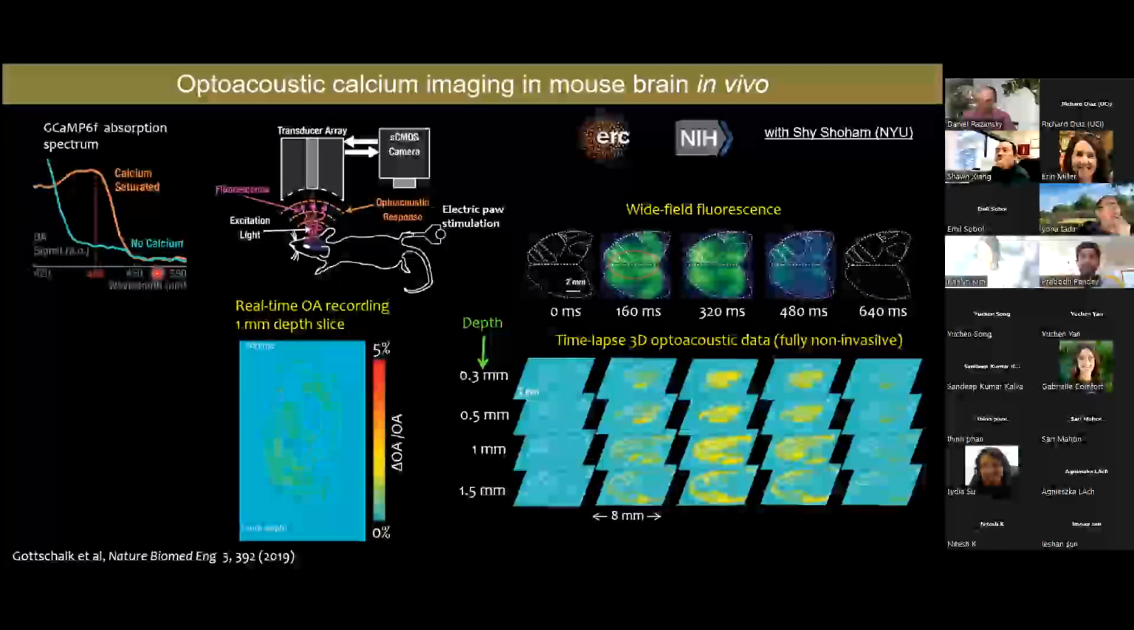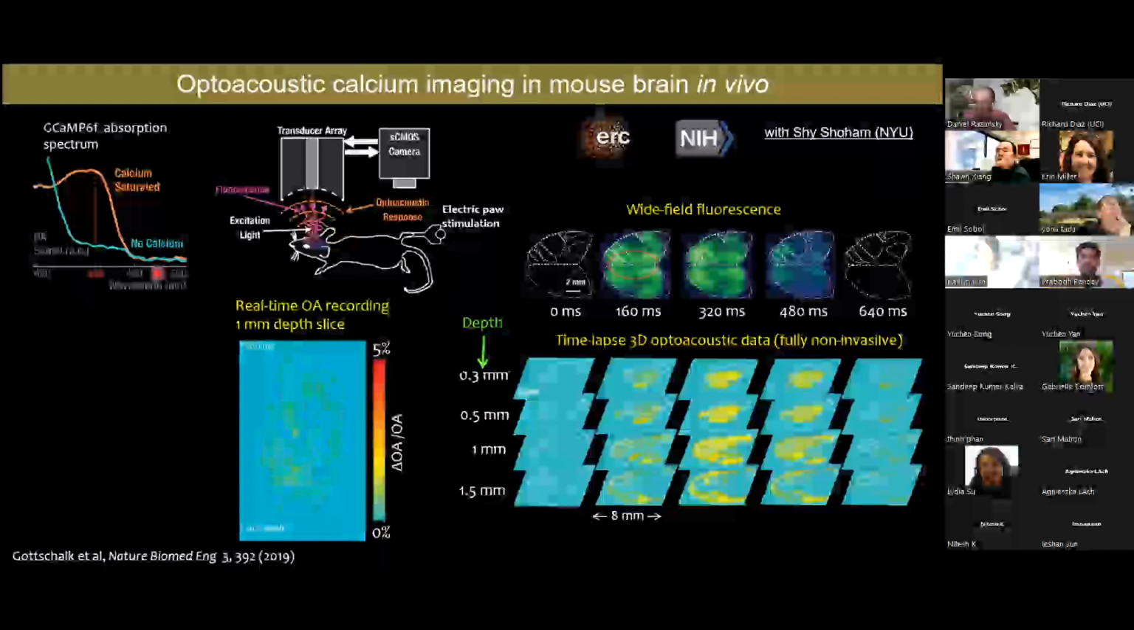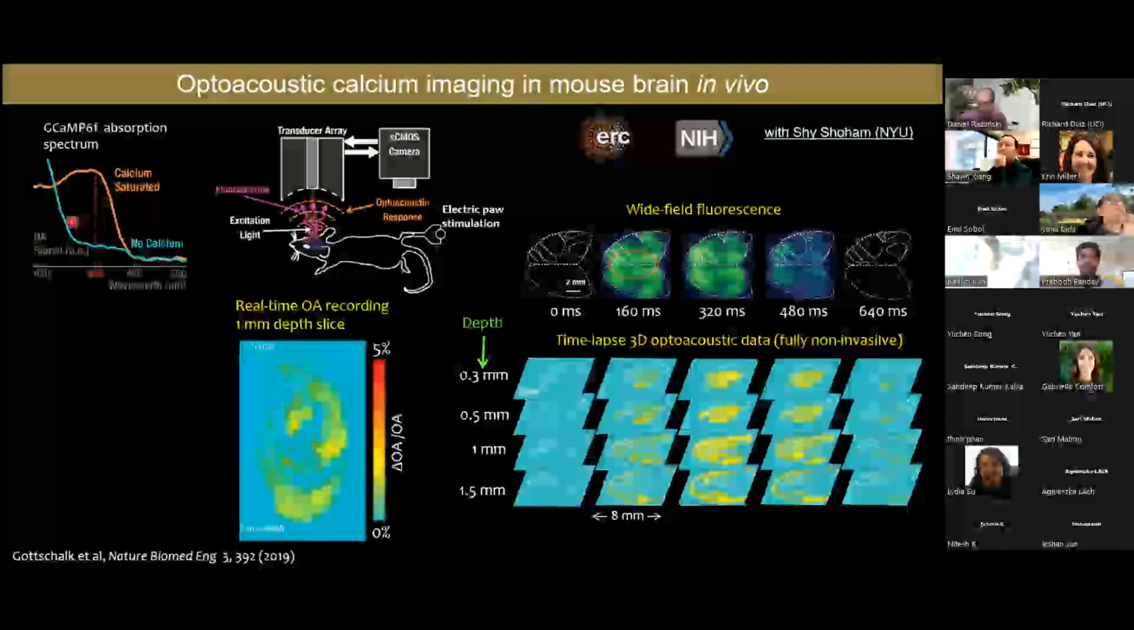So far, I've shown you that optoacoustics can be used efficiently for imaging brain hemodynamics and accumulation of targeted molecular agents. However, it could also become even more powerful if we manage to make it sensitive directly to, for example, calcium or voltage dynamics in the brain. So in this Nature Biomedical Engineering paper that we published together with a group of Shai Shoham from New York University, we basically exploited the sharp changes in the optical absorption of GCaMP6 fluorescent proteins in response to calcium changes in the neurons. And then we looked at the corresponding changes in the optoacoustic signal.